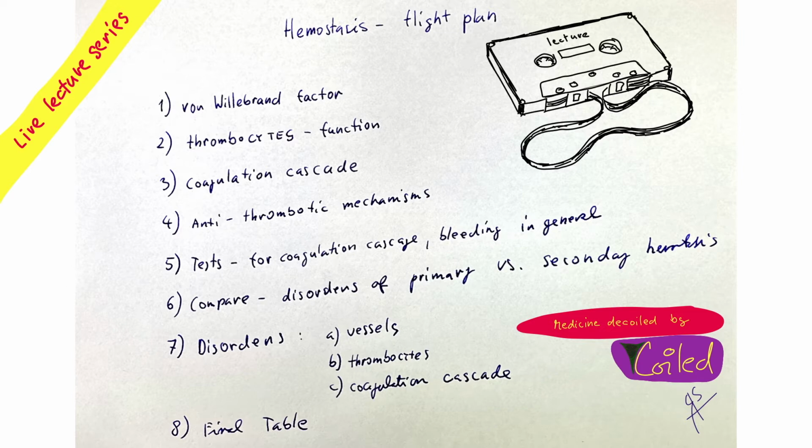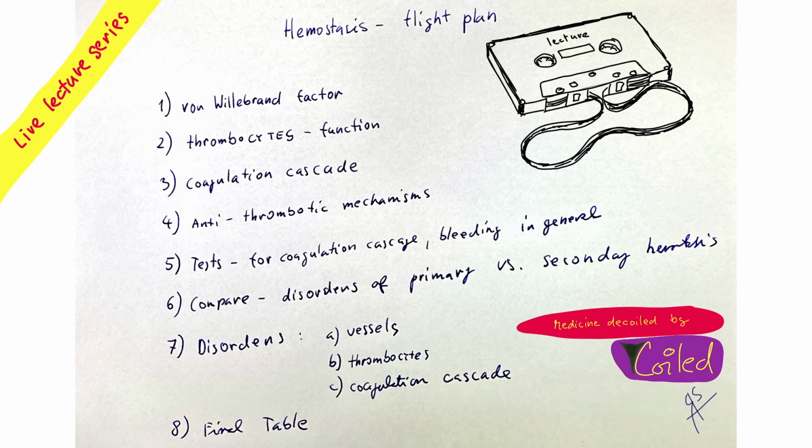Then I want to talk about thrombocytes. I want to talk about their function and everything. So thrombocytes. This is going to be physiology, and then we're going to jump to pathophys. So thrombocytes, coagulation cascade. Coagulation. 4, I want to go through anti-thrombotic mechanisms.